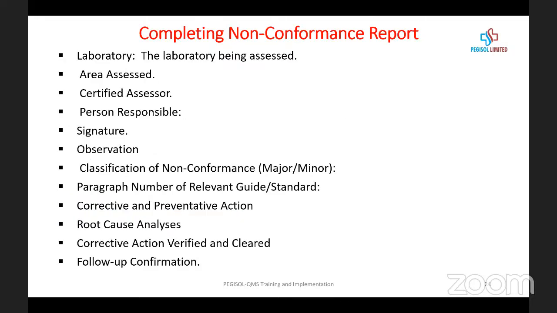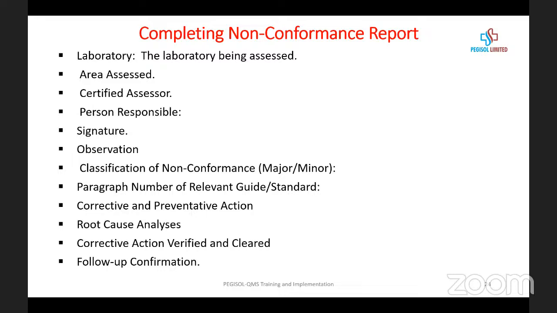Completing a non-conformance report, you need to write the laboratory that is assessed, the area that is assessed. You don't just write a report. So if you are assessing the chemistry lab, you say chemistry lab, so and so area of the chemistry lab, then the assessor, the person responsible. The person responsible is the person you are auditing, or the person who is responsible for that department, the signature, the observation. What is your observation? Oh, as at the time of audit, it was discovered that 2(1)(s) rule was violated on so and so day. That is an observation.